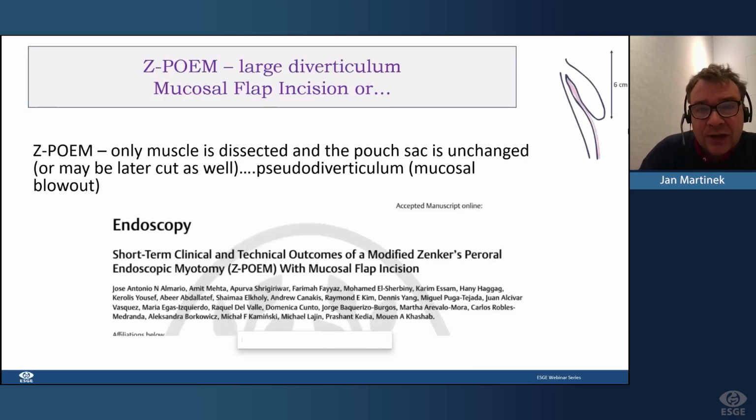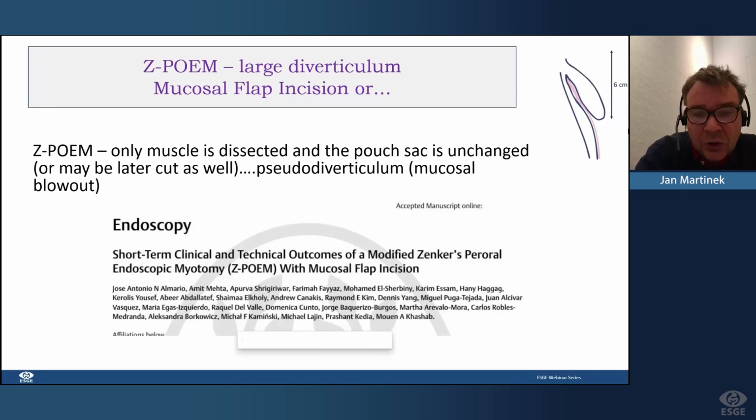What about the large diverticulum? Because if you imagine ZPOM in patients with large diverticula, and only the muscle is dissected, the pouch sac is unchanged, and it can create a pseudo-diverticulum. So the pouch can cause problems like the diverticulum. Usually patients describe improvement, but there can be some residual symptoms.